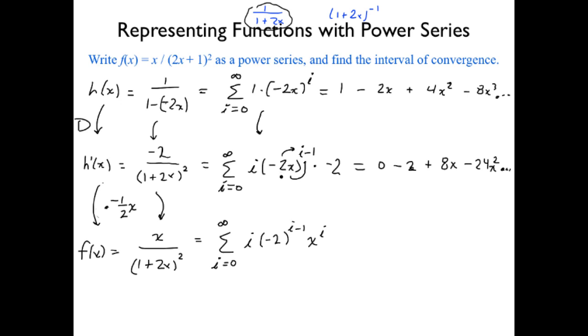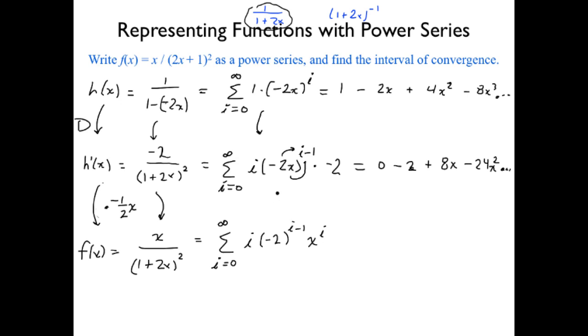So, but we can't just change this exponent because that'll change the number of negative 2's. Right? So I'm going to split that up. I still want to have i minus 1 number of negative 2's multiplied together. But I don't want i minus 1 x's, because if I'm multiplying by x, I want one more x. So that bumps my x up to i instead of i minus 1.